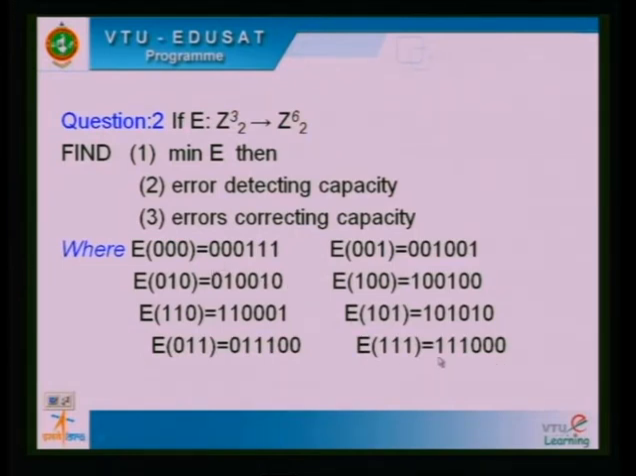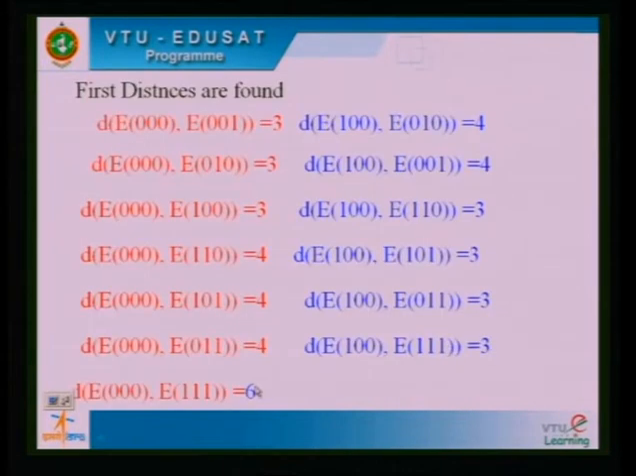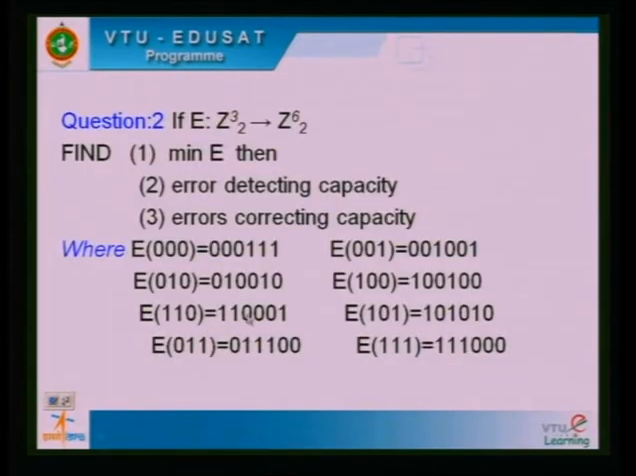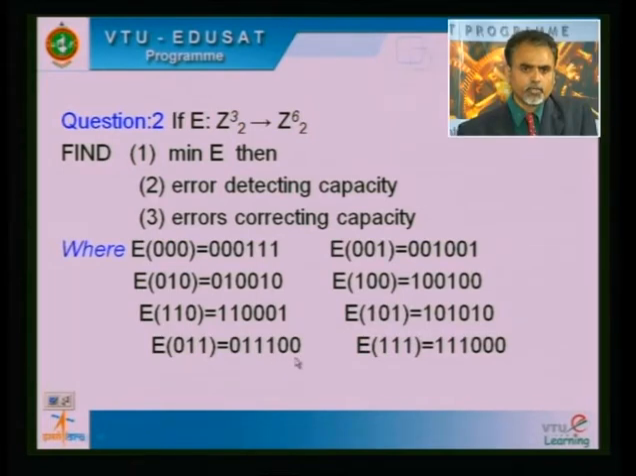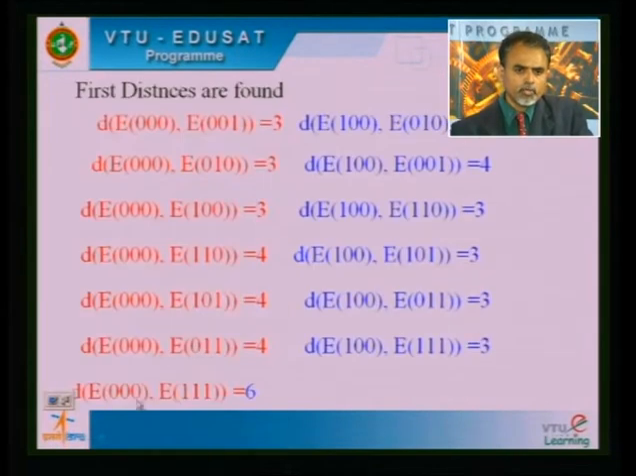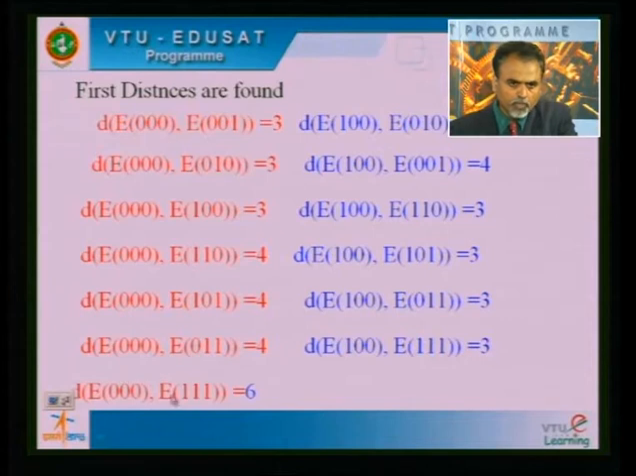First position to first position difference is there. Second to second difference is there. Last to last difference is there. In all the positions they are differing, so the distance is becoming 6. One more distance is 4, suppose 000 and 011. First position same, second position different, third position different, fourth position same, fifth and sixth position different. Totally in 4 positions they are differing, so distance between these after encoding becomes 4.